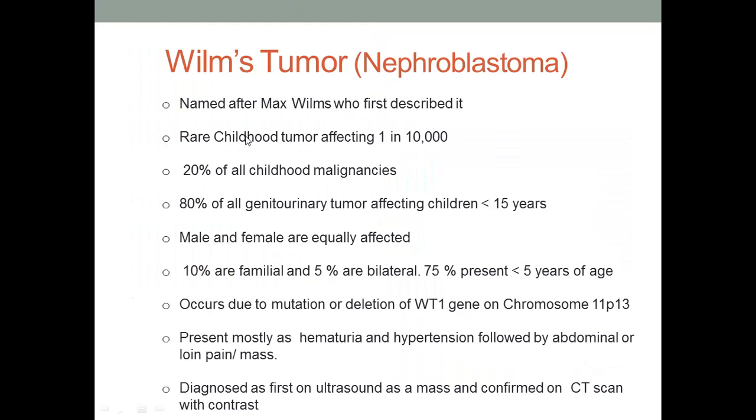It is one of the childhood tumors, as I said earlier, and this usually affects children less than 15 years of age. 10% are familial, 5% are bilateral, and 75% present below 5 years of age. This occurs due to deletion or mutation of the WT1 gene on chromosome 11 to 13. Mostly it presents as hematuria, but it can present as a big abdominal mass or pain. Diagnosed on ultrasound, but CT scan can be more diagnostic.